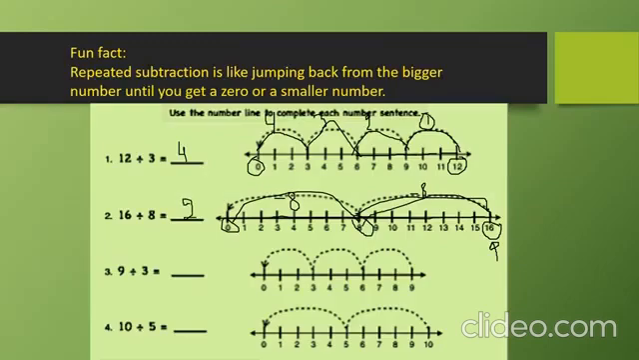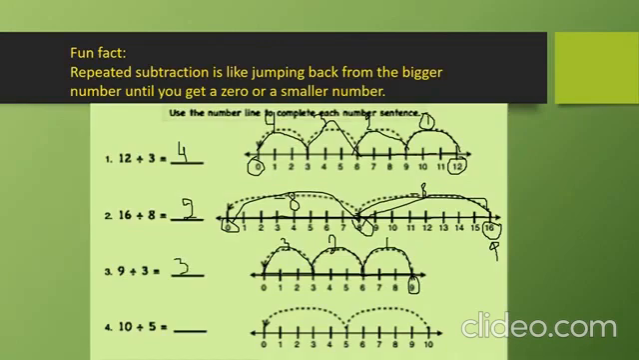9 divided by 3. 9, let's count. 1, 2, 3. Here we have the first jump. 1, 2, 3. The second jump. 1, 2, 3. The third jump. So 9 divided by 3 equals 3.